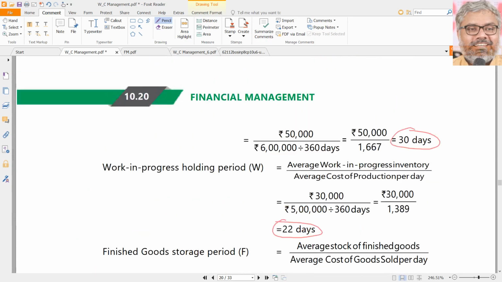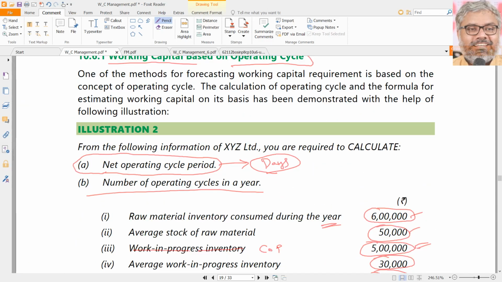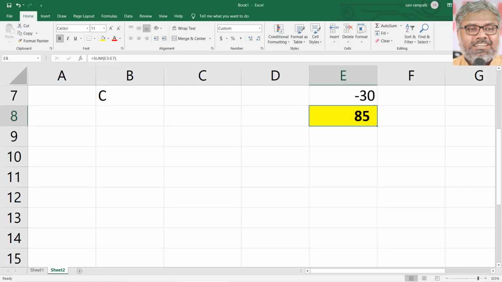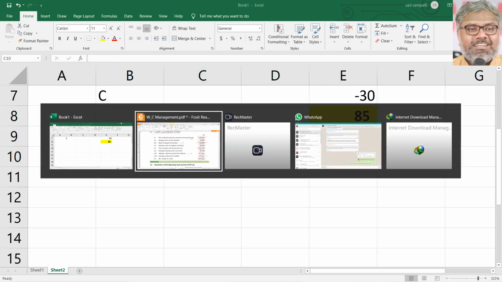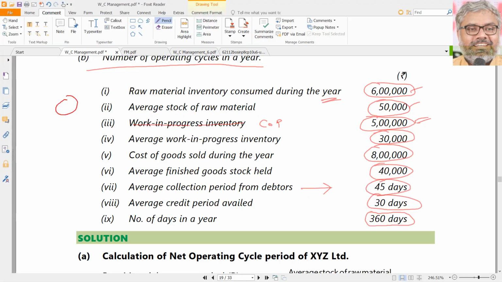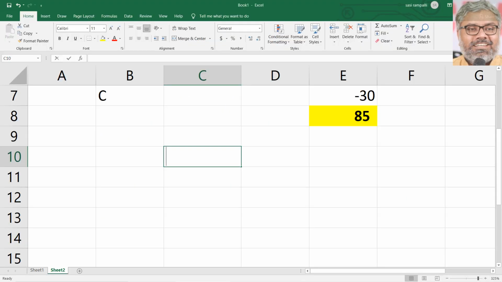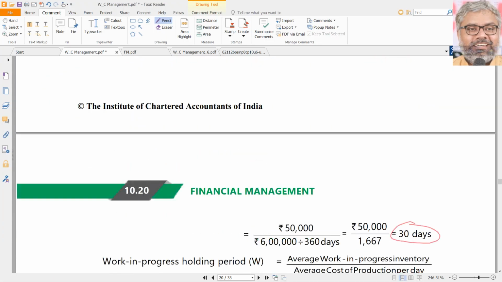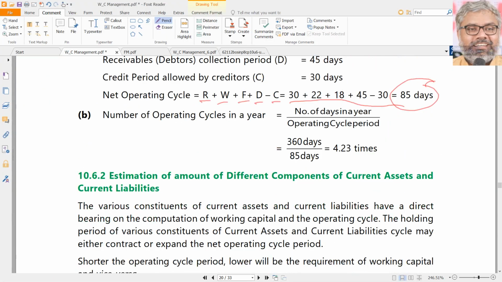That is first question. Second question asks, how many number of cycles will be there in a year? If each cycle is taking 85 days, how many cycles can it have like that in the year? Year has how many days? 360 days according to this. Divided by 85. How many cycles can it be? Around 4.26 cycles or 4.23, whatever it is. So we can call it as number of operating cycles in a particular year.